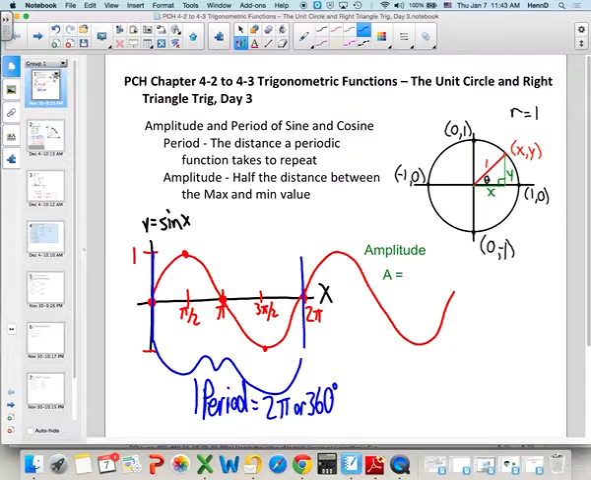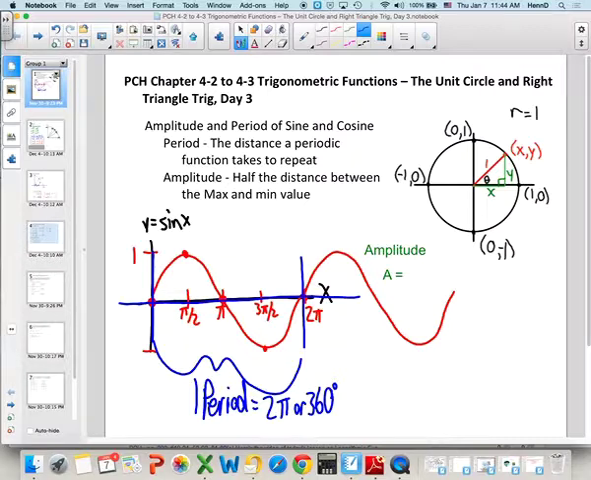That's all related to period. Now, what makes music louder or softer is the amplitude, and that is how high or how low it goes. You'll notice here the x-axis is kind of a center line. We can move the sine curve up or down, but you've always got this center line. In the normal sine curve, it's at the x-axis.